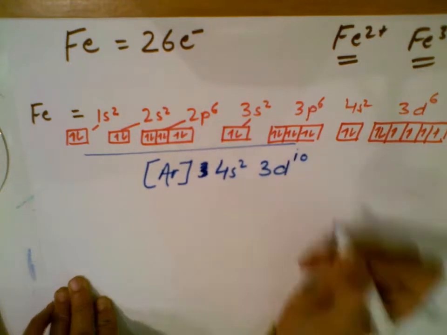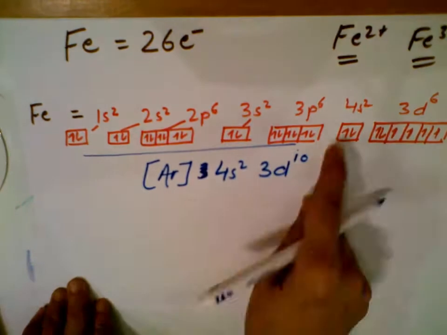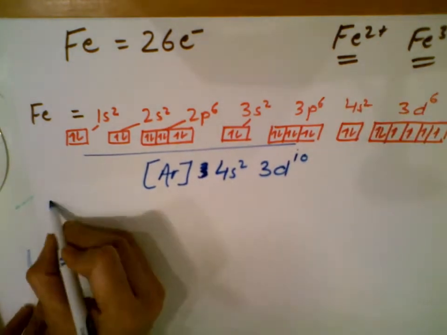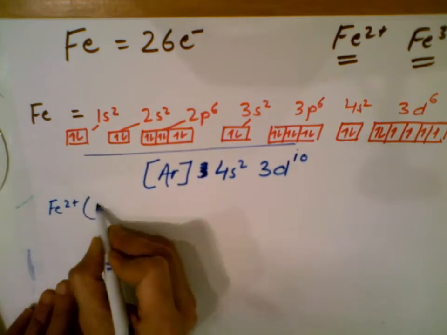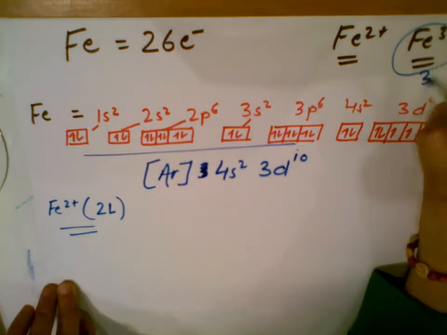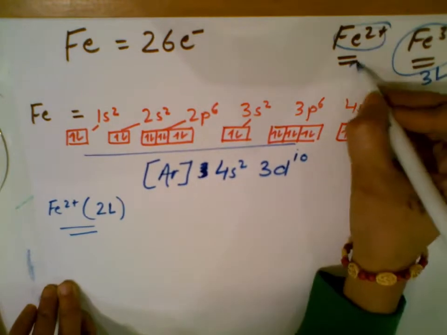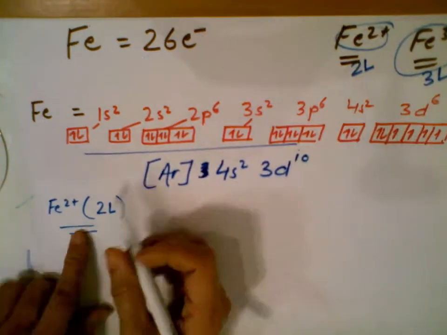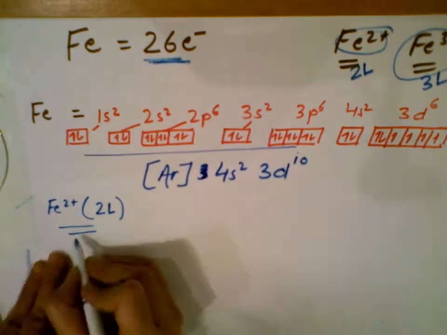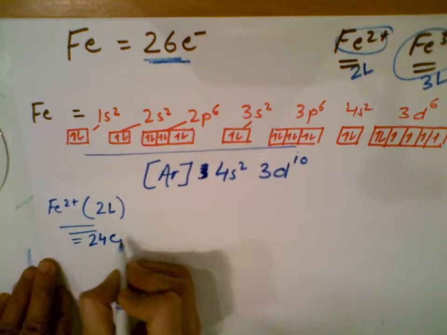Now, why did I ask you to write the parent first? So for iron 2+, it means it has lost 2 electrons. Fe2+ means 2 electrons lost. And 3+ means 3 electrons are lost. So here it was 26 for the neutral atom. For Fe2+, it will be 24 electrons.